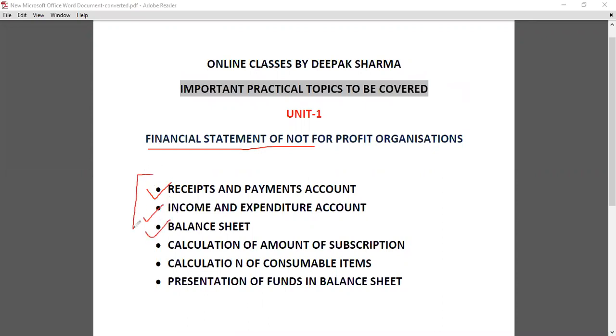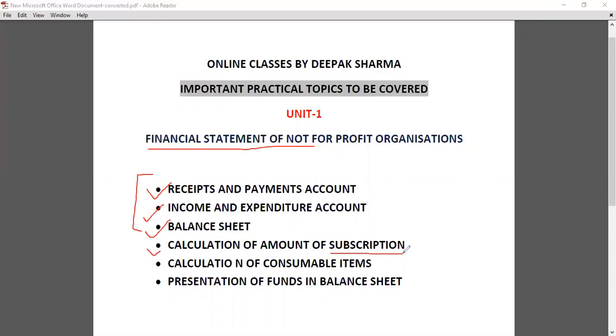Apart from these three important topics, after the analysis of the question paper, it has been seen that some small calculations do come in the examination frequently. So what are those small topics that we are required to cover in this chapter? This includes calculation of amount of subscription.